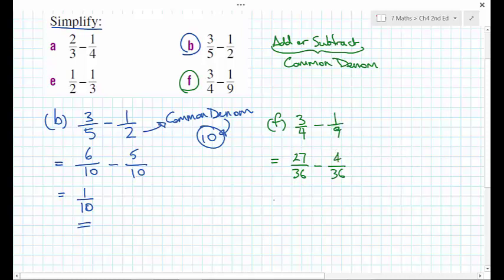Because they're now over a common denominator, I can look at this here. 27 take 4 is 23 over 36. Then I look to see if I can simplify this any further, and I can't in this instance, so my answer is simply 23 over 36.